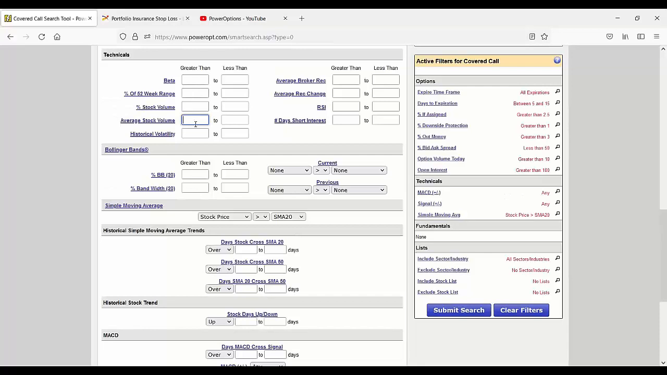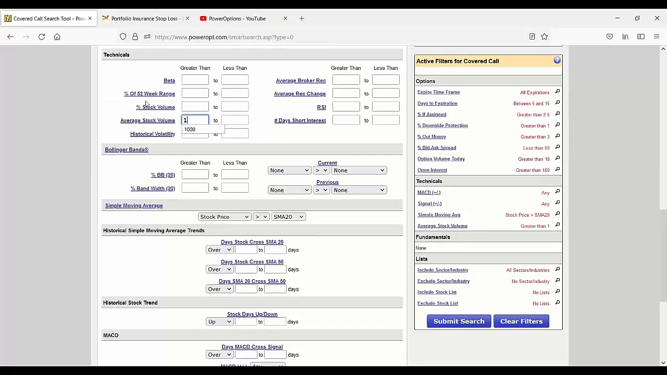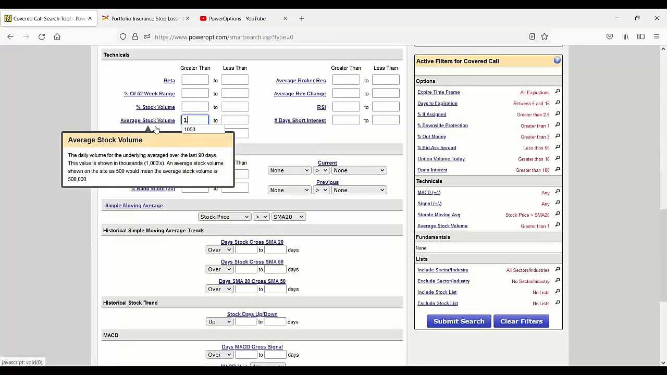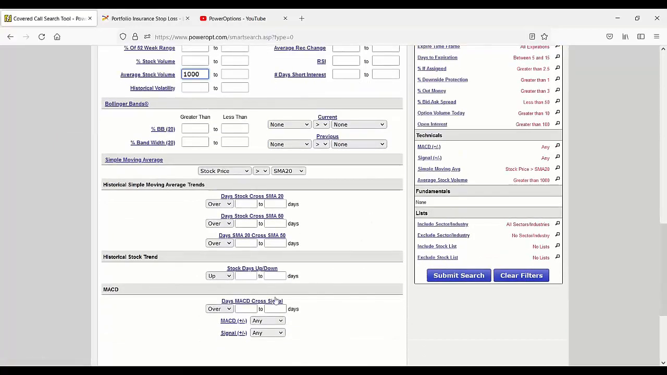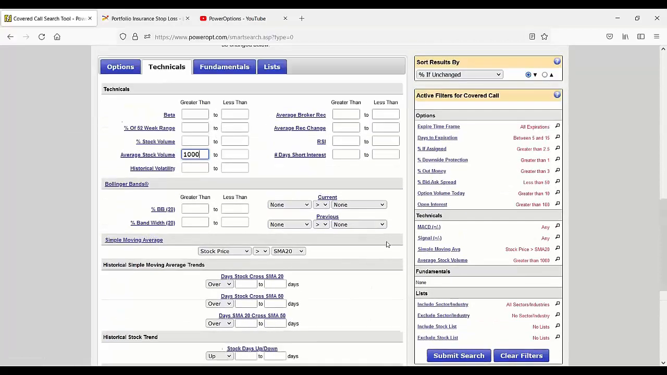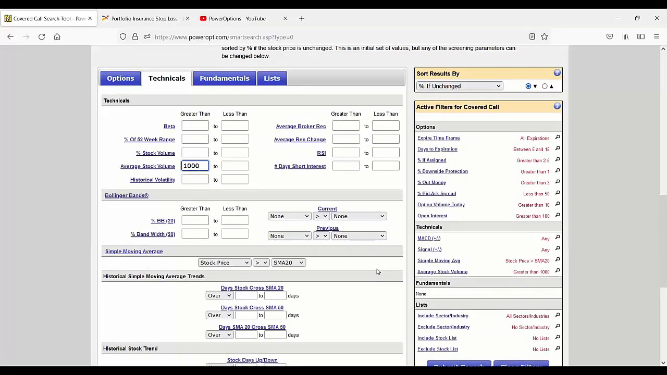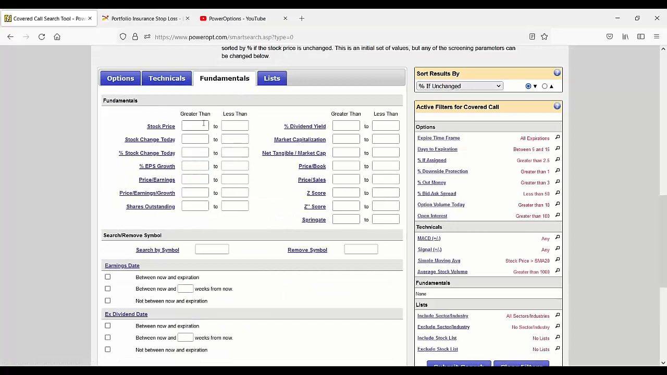Yeah, average stock volume, we're going to at least want 1 million shares. This one is measured in thousands. If you hover over the link, you can see directly the definition here. So this is measured in thousands. So I'm looking for an average stock volume over the last 90 days of at least 1 million shares. I could use MACD and Bollinger Band, but I'm not going to do that right now because the market's been weak. So let's go to fundamentals. Well, stock price is relatively important in this case.